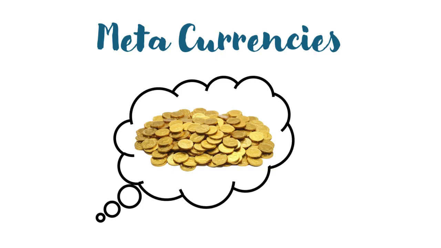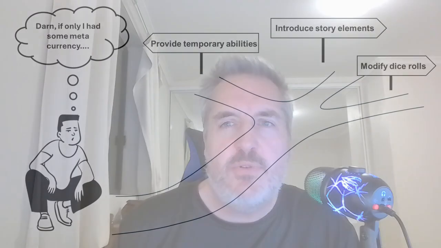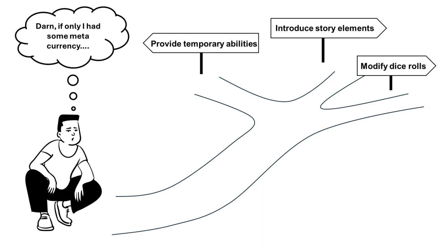Hello and welcome. I want to talk a little bit about metacurrency and how it's used. So metacurrencies are abstract resources within TTRPGs that players can use to influence the game beyond the capability of their characters. They often represent a player's narrative control or a character's luck and can be used to modify dice rolls, introduce story elements, or provide temporary abilities.